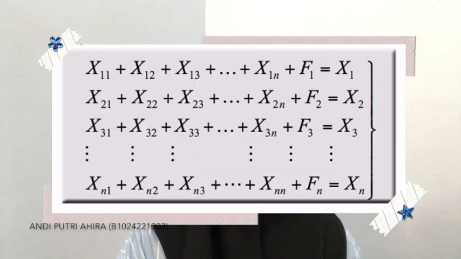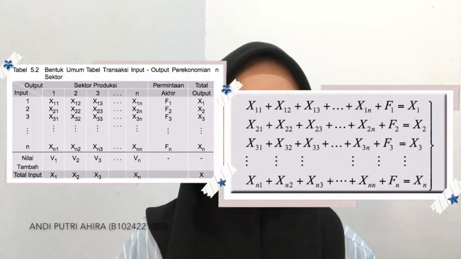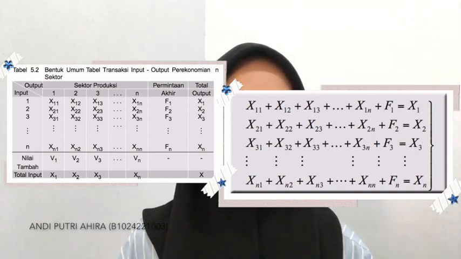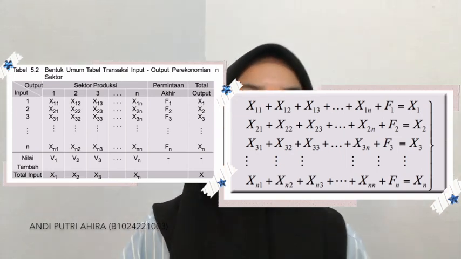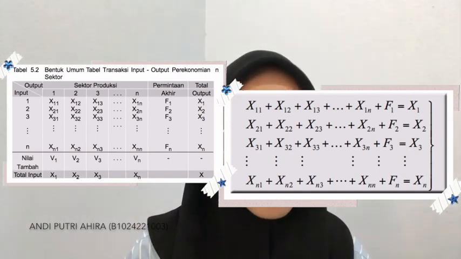For each of the sectors, the following system of equations applies: x11 plus x12 plus x13, and so on, plus f1 equals x1. We can get the conclusion from this equation that we get total output from calculating all of the production sectors plus the final demand. It equals total output. So we can get the total output from all of the sectors and the final demand.